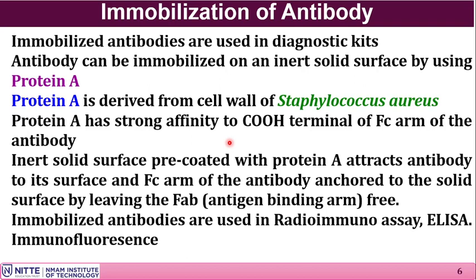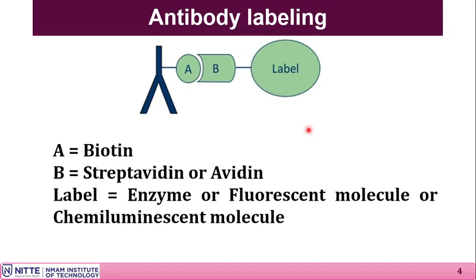To make the antibody bind to the inert surface, a special protein is used which is called protein A. And this protein A is derived from the cell wall of Staphylococcus aureus bacteria. The protein A has a strong affinity to the carboxyl terminal, COOH terminal, of the Fc arm of the antibody. The carboxyl terminal is present at the tip of the Fc arm.